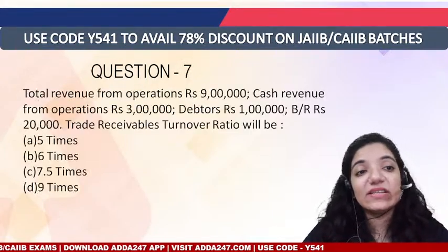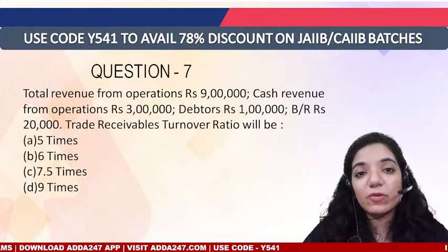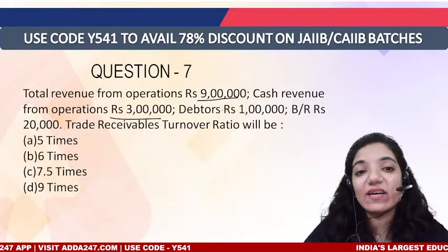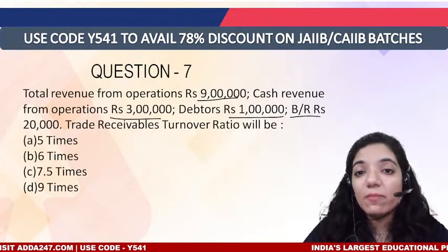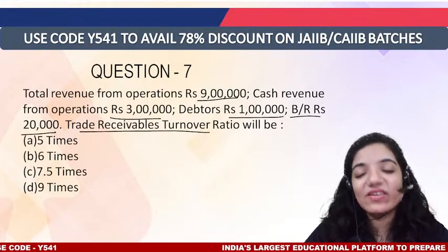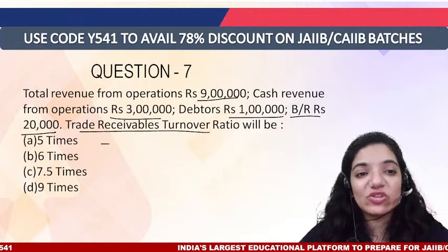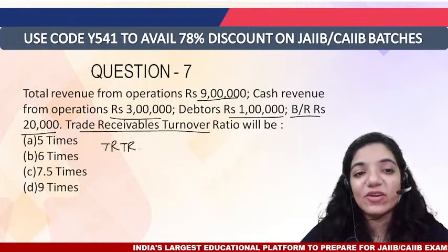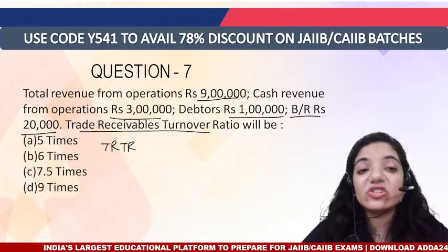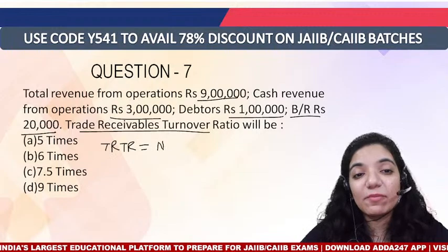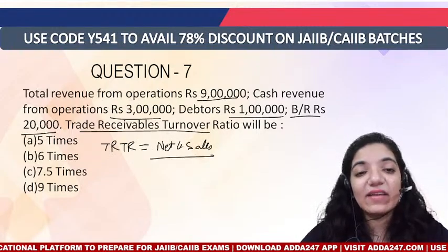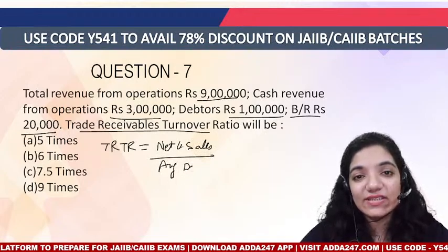Question number 7. It says the total revenue from operations was 9 lakh. The cash revenue from operations was 3 lakh. The debtors was of 1 lakh. Bills receivable 20,000. Trade receivable turnover ratio. This particular ratio is called TR ratio. That's one of the names through which I used to learn it. That is total trade receivable turnover ratio. How do we define it? It can be defined as net credit sales divided by average debtors.